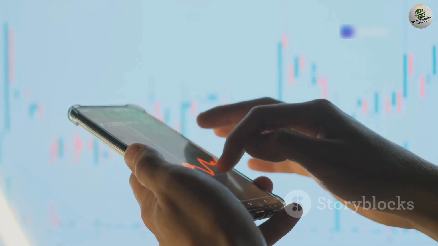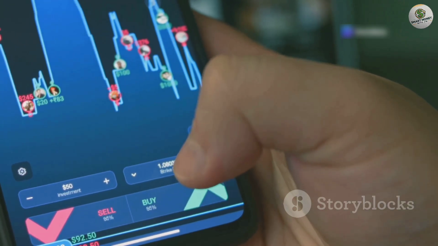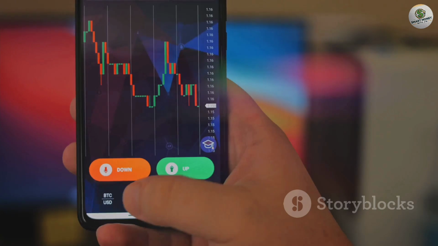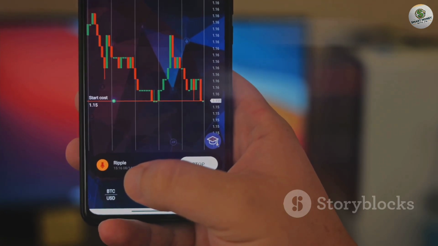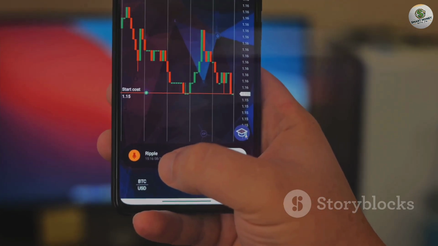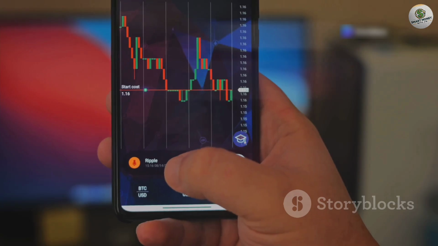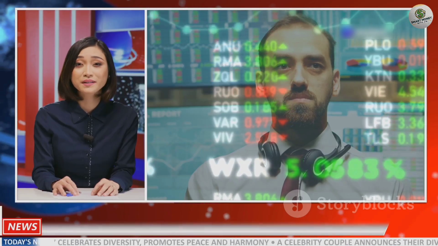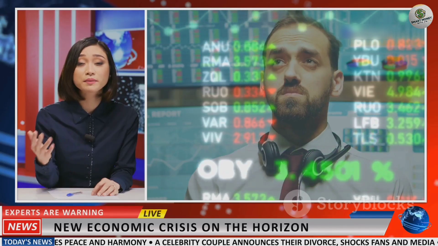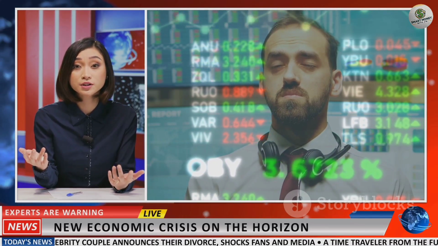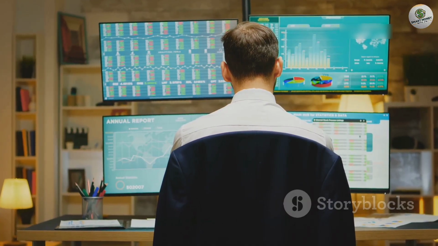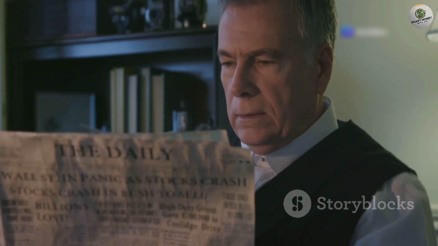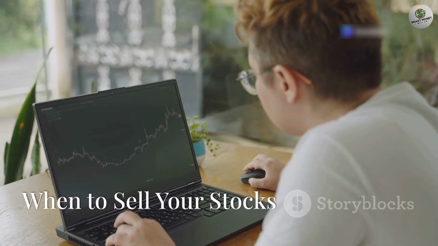Next, investment apps. These are your on-the-go command centers for all things investing. Apps like Fidelity and eToro make it easier than ever to buy and sell stocks, track your portfolio's performance, and even get real-time market news and analysis. And speaking of market news, you need to stay informed. Keep your finger on the pulse of the market with reliable financial news sources like Bloomberg or CNBC. But be careful of the noise out there. Stick to reputable sources and don't fall for every hot stock tip you hear.